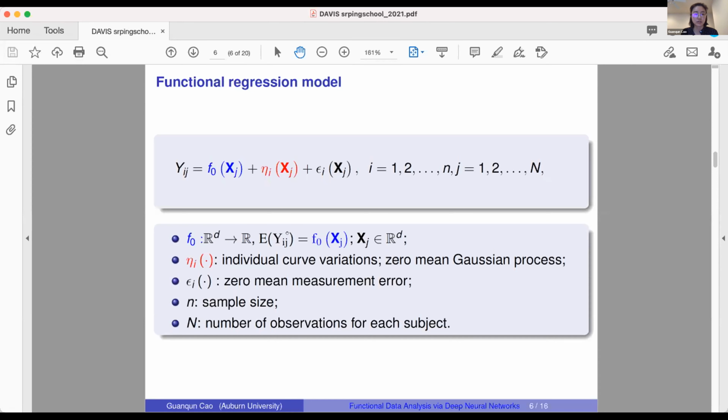The expectation of Y_ij equals F0. The eta here is a process that introduces the individual curve variation, and here we assume it is a zero-mean Gaussian process. And epsilon_ij is zero-mean measurement error. So our key question is how to estimate F0, the main function here, because that is the true signal for the whole population.